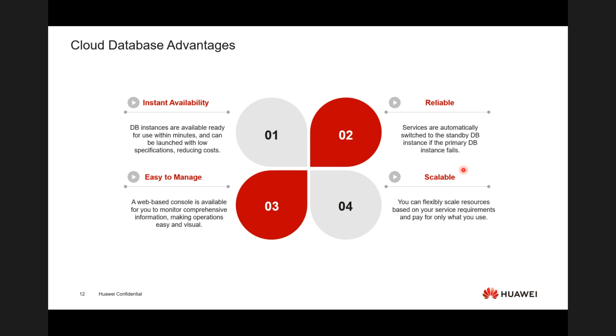And then cloud database advantages. You can see here instant availability: DB instances are available, ready for use within minutes, and can be launched with no specifications and reducing the cost. For reliability, services automatically switch to the standby DB instance if the primary DB instance fails. It will do it automatically, no manual job. And this is easy management because we also have a console. You can manage it, and you can also make some reports about the details of your instance. For scalability, this is not only the cloud database's advantage. For the cloud, many services can scale up and scale down automatically, as well as a cloud database.